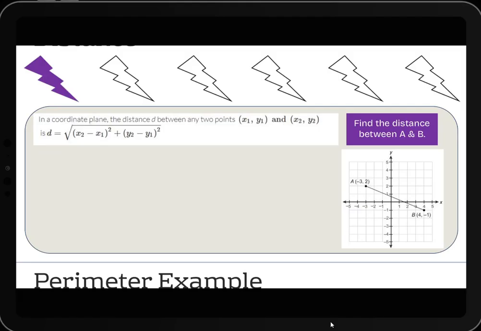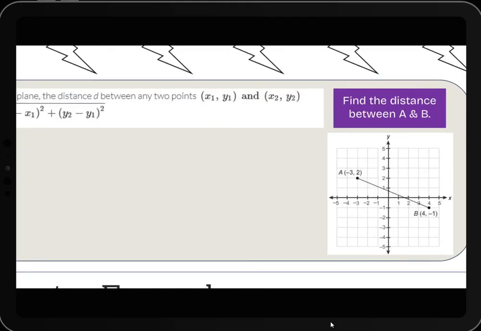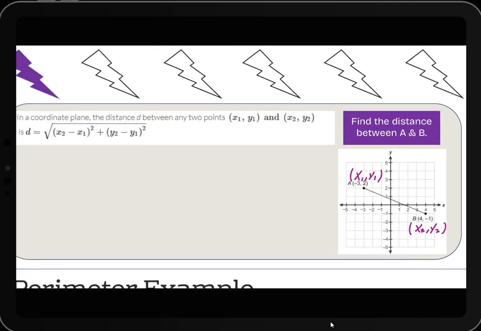So let's start with the distance between A and B. Firstly, it would help if we label the points that we're going to end up using, either on the diagram or somewhere on the side. I'm going to go ahead and put x1 and y1 right here, and I'm going to put x2 and y2 right here. And that allows me to know what I'm going to plug in where in the distance formula. So the distance formula is going to be the square root of the sum of the squared differences of these coordinates.